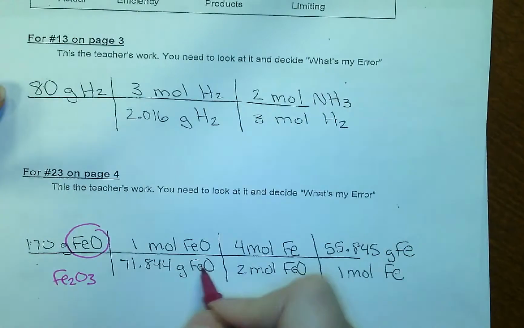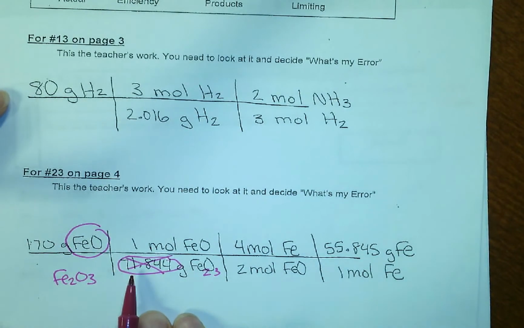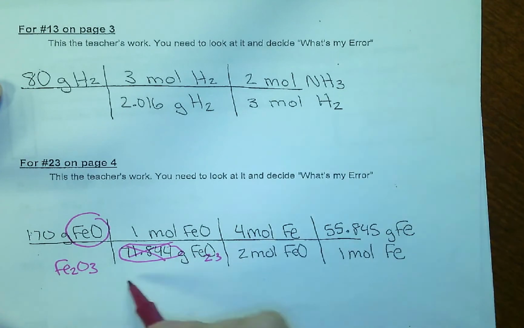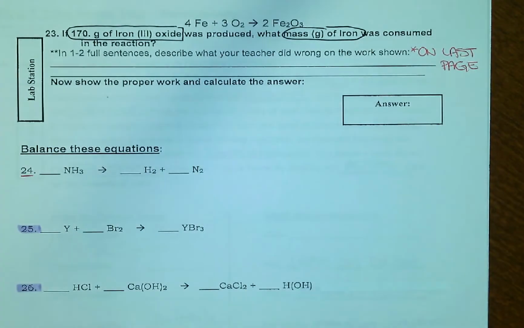So that means the teacher used the wrong molar mass. That number shouldn't be 71.844. It should be 2 irons plus 3 oxygens. Okay. So once you fix this number, you're going to explain what the teacher did wrong, show the correct work, and then put the correct answer there.